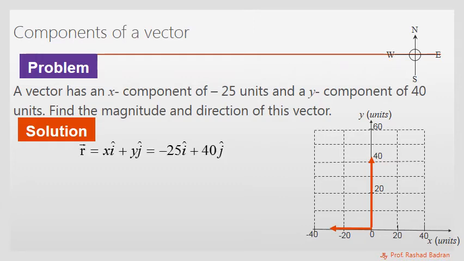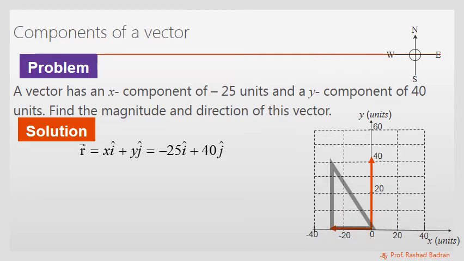Next, write an expression for the vector having its x and y components in terms of i hat and j hat. Writing down 25 units for the magnitude of the x component with a negative sign that refers to the west, and then 40 units for the magnitude of the y component with a positive sign, which refers to the positive y-axis or to the north.